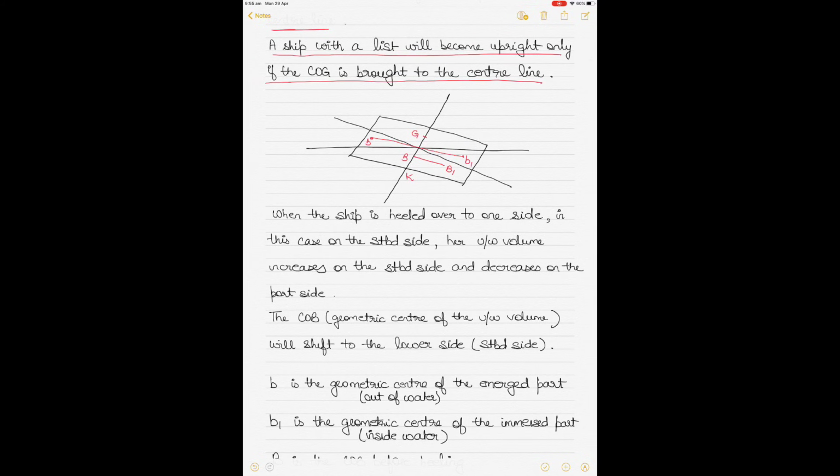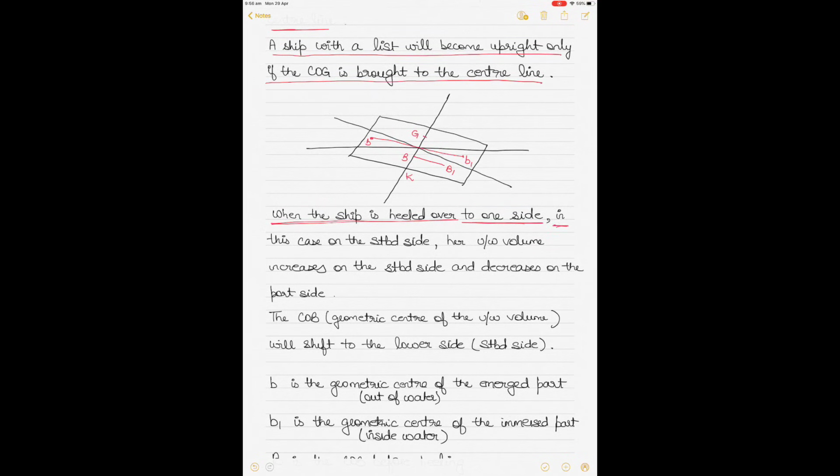Heeling is caused by winds, waves, over-tight moorings, or due to centrifugal force when the ship is involved in heavy course alteration. Then of course the force of buoyancy shifts, because of which the ship also sometimes heels over on one side. So that's the topic today. We'll focus on when the ship is heeled over to one side.